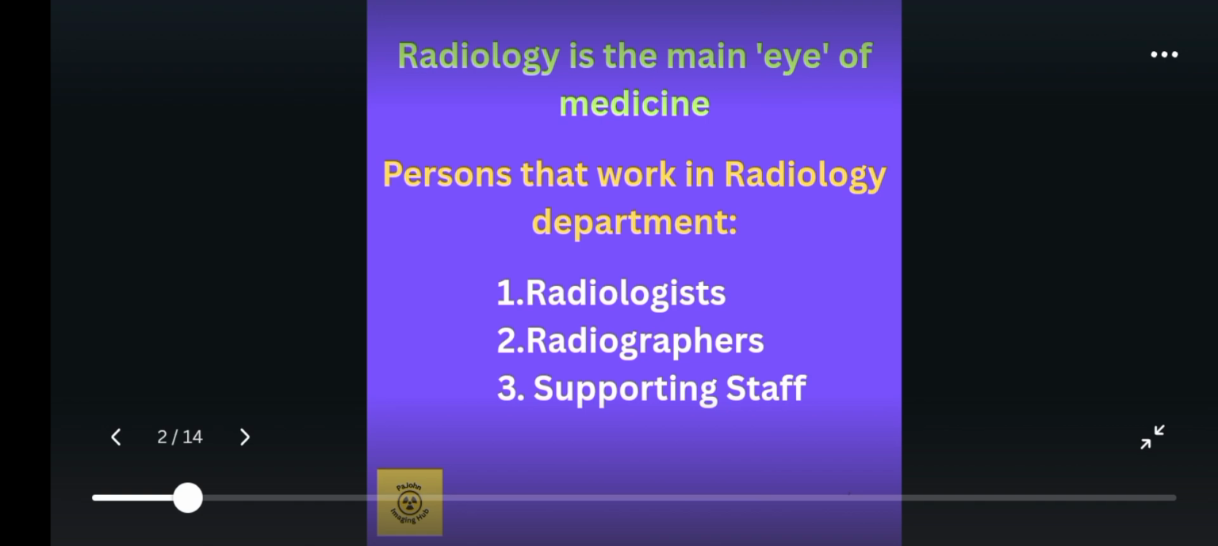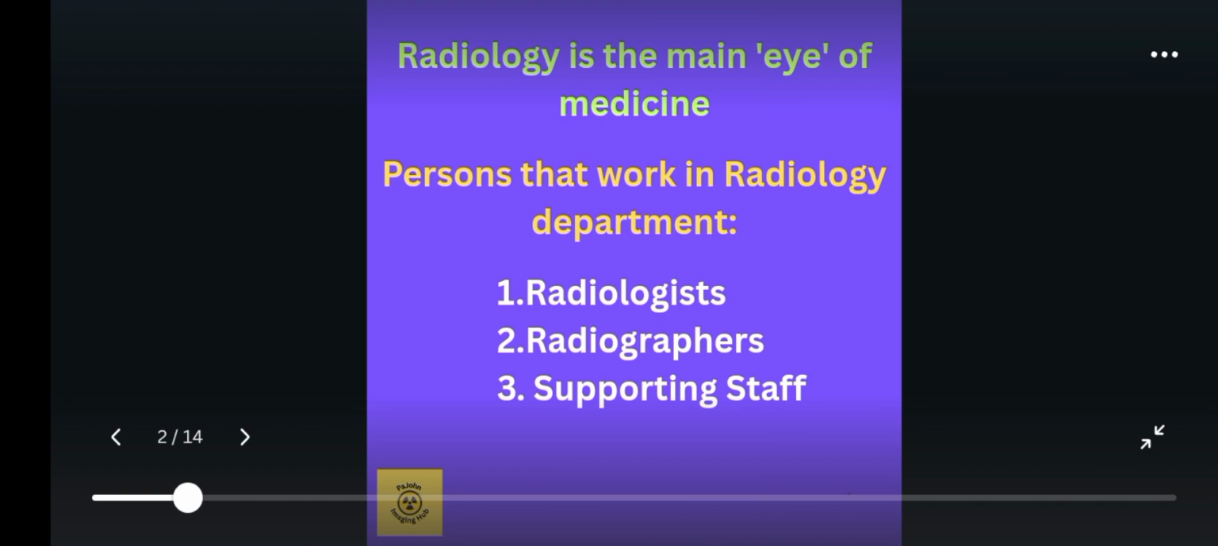There are basically three types of persons that work in the department. We have the radiologists, the radiographers, and supporting staff. These supporting staff could be the nurses, health attendants, the desk officers, the receptionists, or the chaperone. Now, before we explain the differences between these staff, let's look at the machines we use to produce and interpret the images we produce in the department.